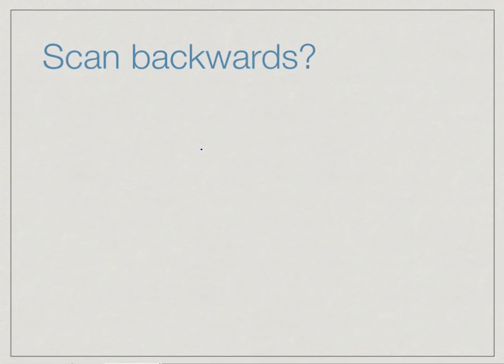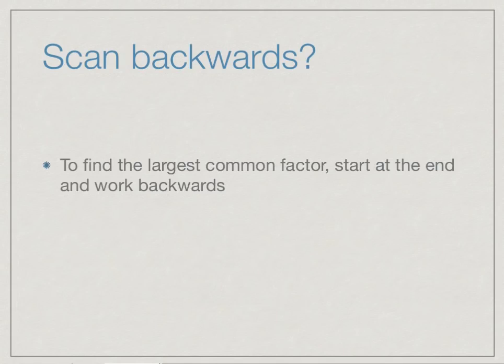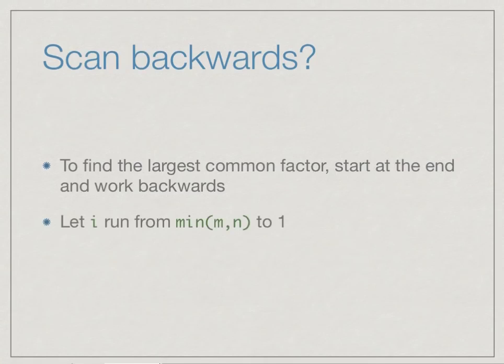So we can still do some further optimizations. Since we are looking for the largest common factor, why do we start at the beginning, which will give us the smallest common factor? So we can start at the end of the list and work backwards. So instead of running from 1 to the minimum of m, n, we can start from the minimum of m, n and work backwards to 1. Again, the guarantee is that 1 will always show up as a common factor. So if there are no other common factors, at the very end, we will find 1 as the greatest common factor.